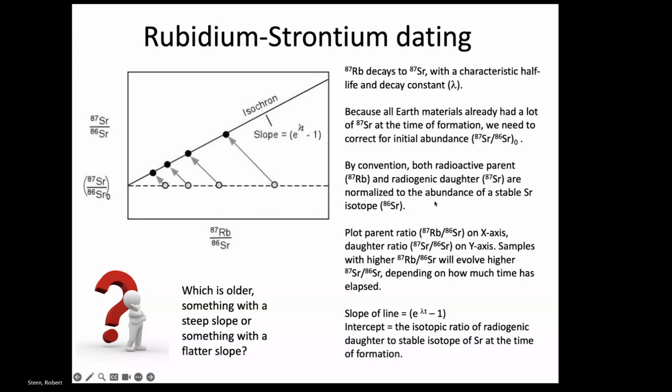I guess something with a flatter slope is older. No, it's something with a steeper slope, because in order to go from here to here takes time, and to go from here to here takes more time, and so on like that. So the flatter the slope, the younger the age. The steeper the slope, the older the age. But yeah, you have to sort of reason those things out. Does everybody see that? Okay, good.